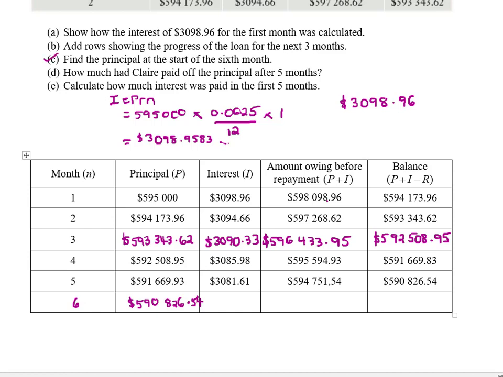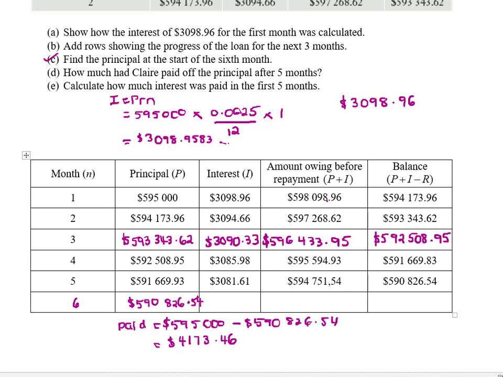Part D, how much had Claire paid off the principal after 5 months? Well, to work out how much she's paid off, all I need to do is work out how much she borrowed and subtract from that what she has left owing, $590,826.54. And if I work that out, I will get $4,173.46. And that's how much Claire has paid off her original loan.